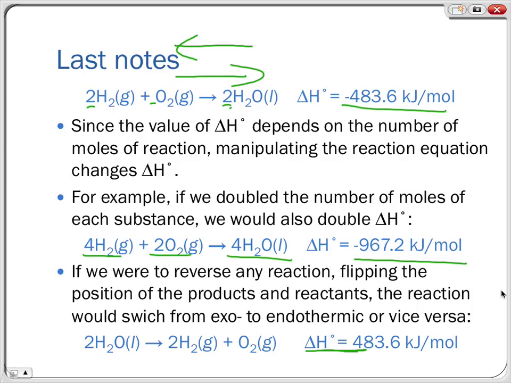So originally, if we're doing 2H2 plus O2 yields 2H2O, we have a delta H naught of negative 43.6, but if we flipped it around, 2H2O breaks up into 2H2 plus O2, now delta H is positive 43.6. That's something to look out for a little bit because there's a couple extra notes that you need to know about how these work.